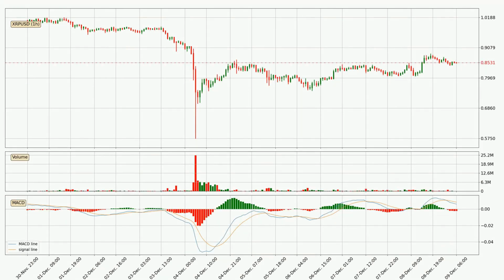Looking at the hourly MACD, the trend is currently going down because the MACD line is below the signal line. We can expect for the price to continue going down or perhaps remain at least stable because the MACD histogram shows the momentum currently being strong.